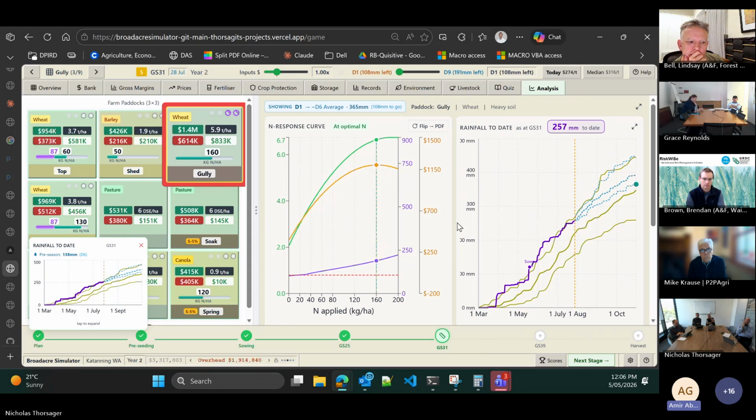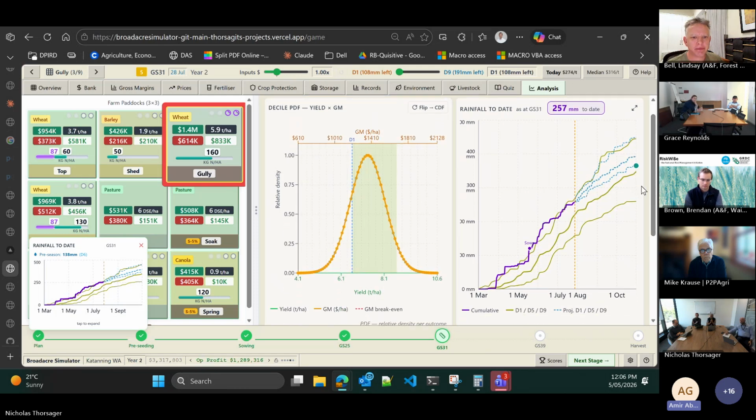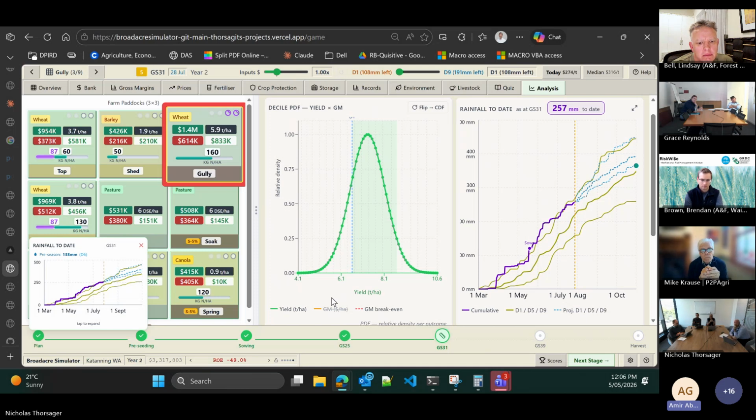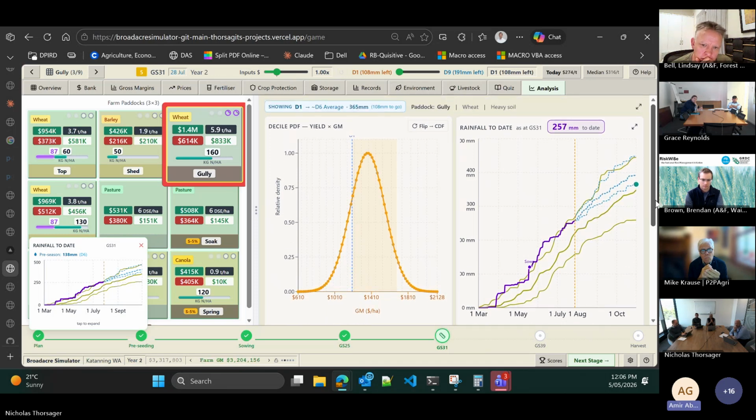Can you go back to flip the chart again for a minute? Because this probability chart here helps people see that, not got a good gross margin. People can see that this season for that paddock, there's a range of outcomes that is possible in terms of gross margins of that paddock. It's unlikely that they will lose money because also of what the blue dotted lines are showing about the rainfall to date.